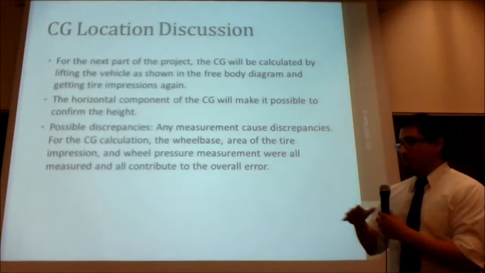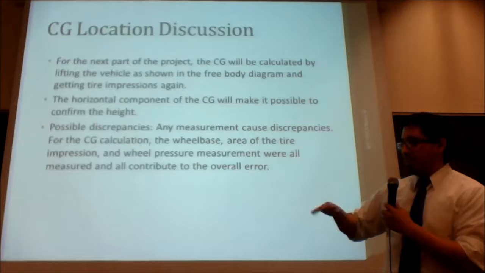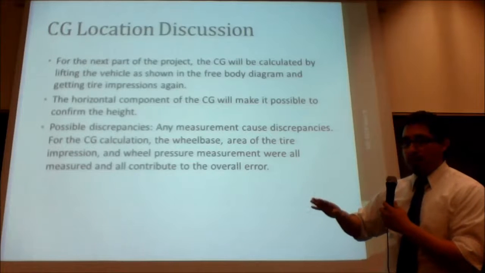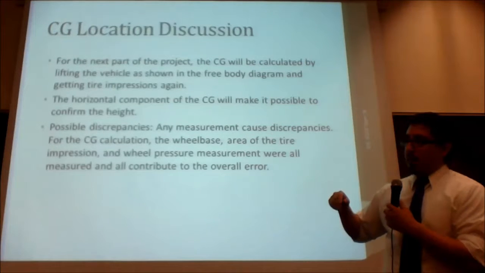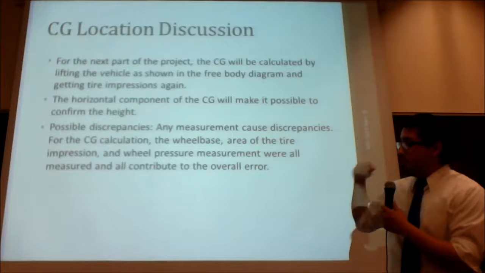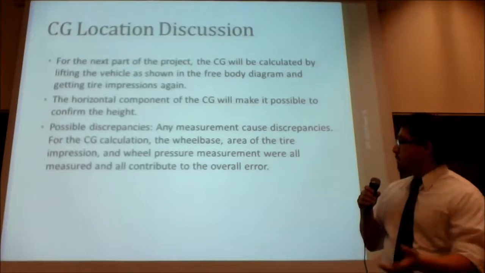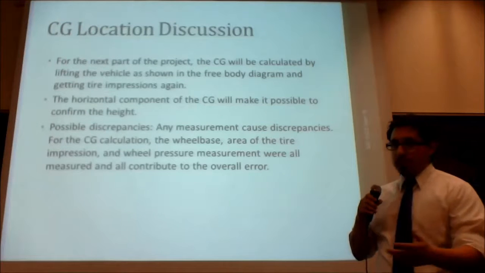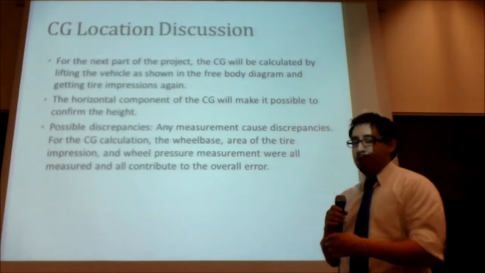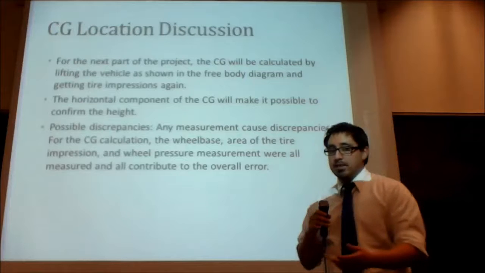For the next part, we're going to put the vehicle on unlevel ground and figure out the height of the CG that way, using the moment equation that was shown earlier. A couple of discrepancies: everything we had was measured, nothing was completely 100% accurate, and that's where we think we got the 10% difference from.